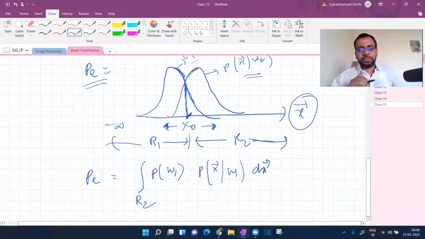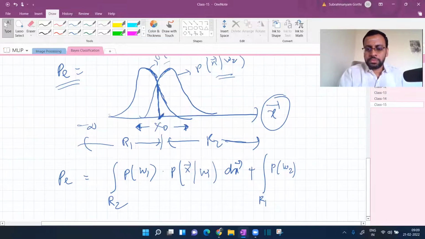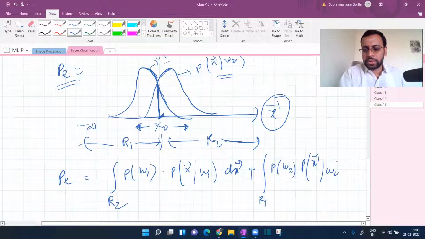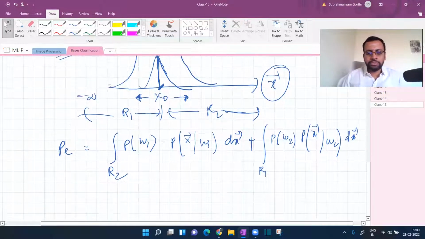This is the one, plus the integral over R1 of the probability of omega 2 into the probability of x bar given omega 2, into dx bar. Very good. Okay, hope everybody is fine with this. We have discussed it in a couple of classes now.